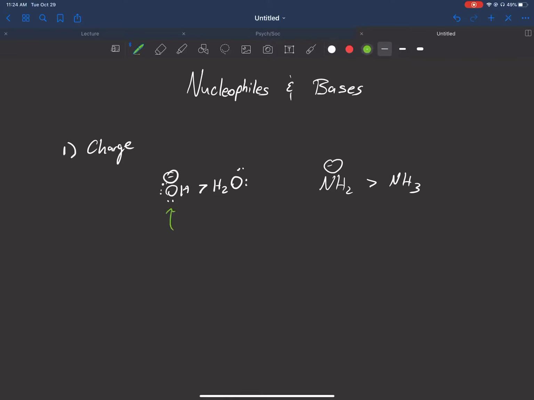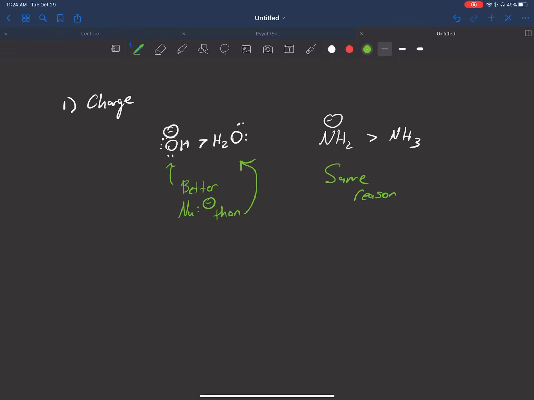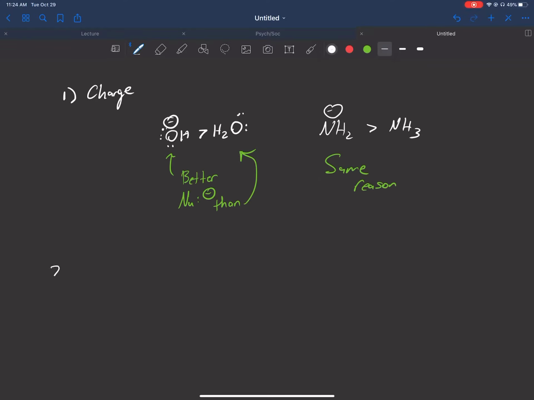And so we can see that those with more electrons are more nucleophilic. So this is a better nucleophile than this, and the same reason here. Okay, so that's the role of charge. Pretty straightforward.